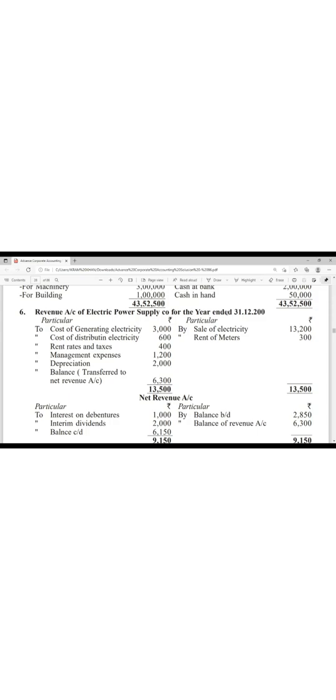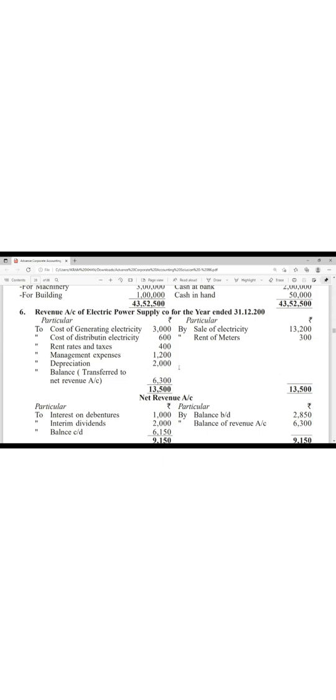Then comes the income received from the generation of electricity. The first item to appear on the credit side will be the sale of electricity. The sale of electricity has earned 13,200 rupees. Then comes the rent of meters, 300. So the total of the income is 13,500.